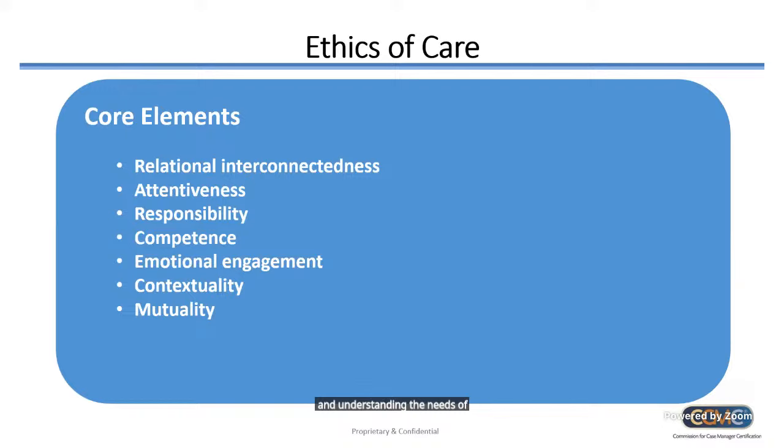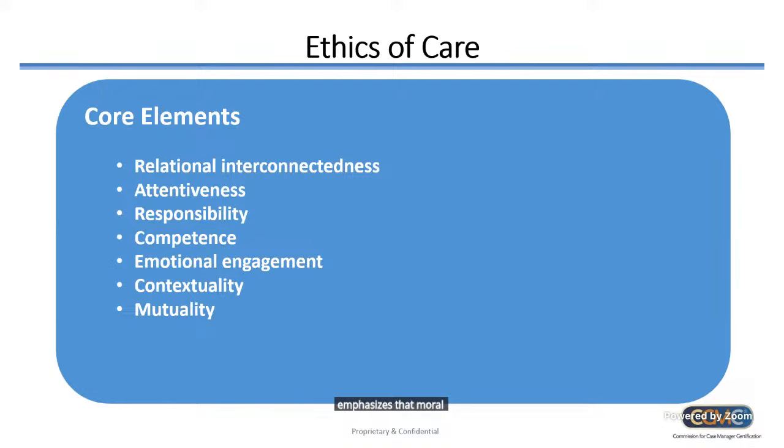Responsibility is recognizing and accepting a moral obligation to respond to the needs of others, particularly within close relationships or caregiving roles arising naturally from those relationships. Competence is effective care that involves not only good intentions, but also the skills and ability to meet the needs of others. Emotional engagement is an element that emphasizes that moral reasoning should involve both cognitive and emotional processes.